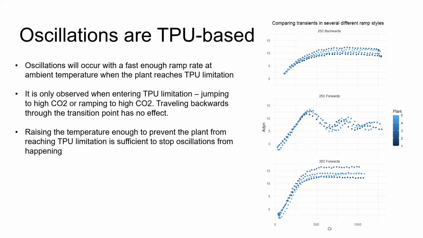With DAT, we can also prove that the oscillations are associated with entering TPU limitation. There are two ways that we've tested this. In the middle, we have standard ramps at a rate of 400 parts per million per minute CO2, starting from 50 ppm and working up. We've then done other ramps at the same ramp rate where the plant will not become TPU limited. On the top, we have ramps run backwards. The plant is acclimated to TPU limitation, so it doesn't enter TPU limitation during the ramp, and there are no oscillations. On the bottom, we've used elevated temperature to prevent the occurrence of TPU limitation, and that prevents any oscillations from occurring, even though the plant is ramped forwards at the same speed as it is here, where you see oscillations.